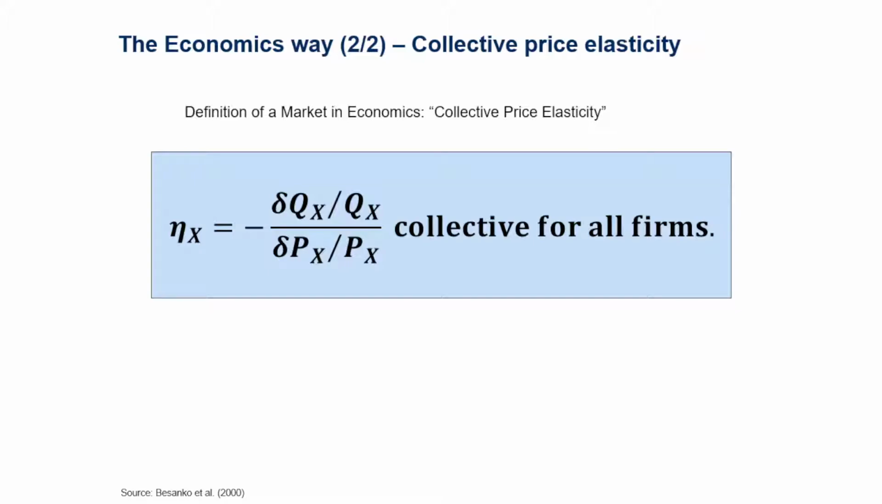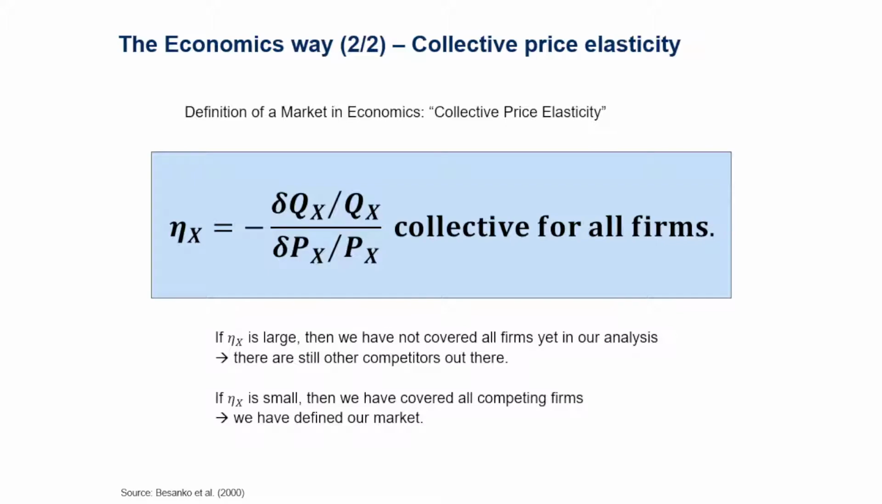So basically, we are saying that if this equation is small, meaning we change the price of all firms in the market and the quantity remains basically unchanged, that means that the customer doesn't have a choice. There's no substitute products, and therefore we have actually covered in our analysis the entire market. So all the companies that we have considered actually make up the market.